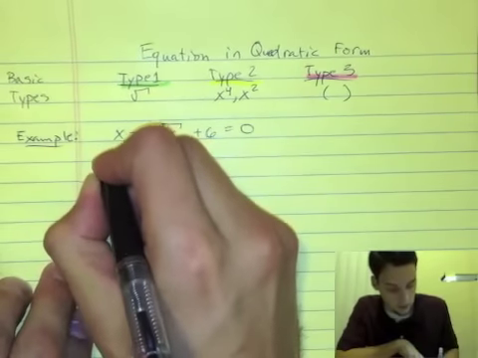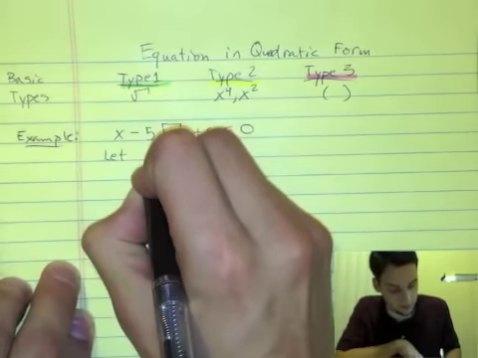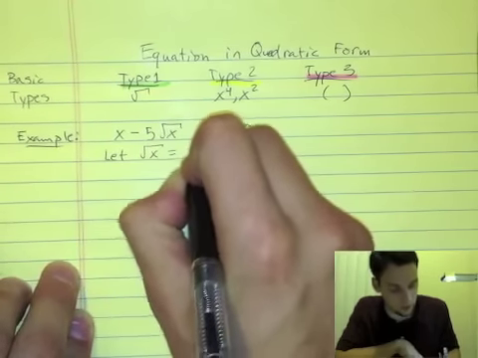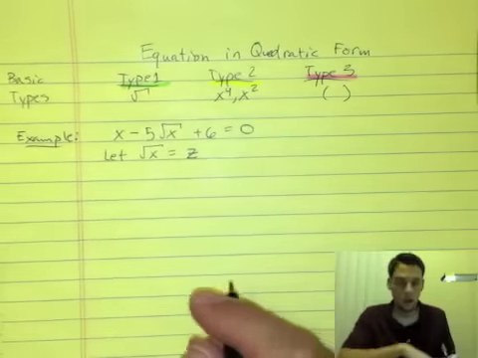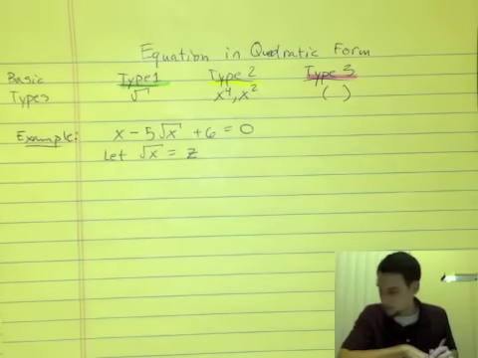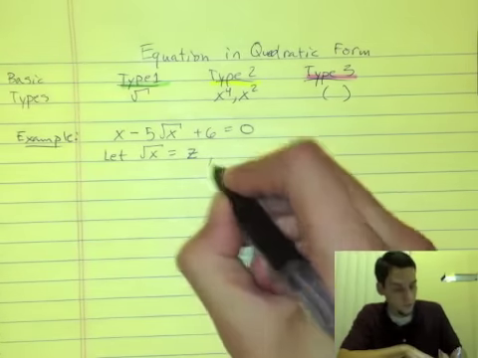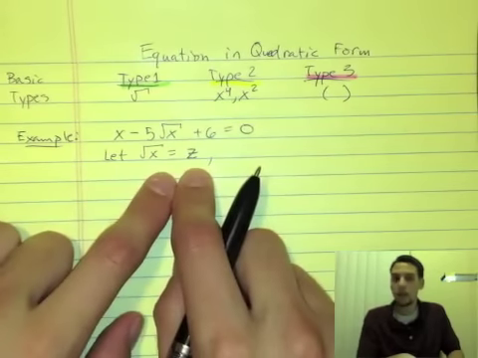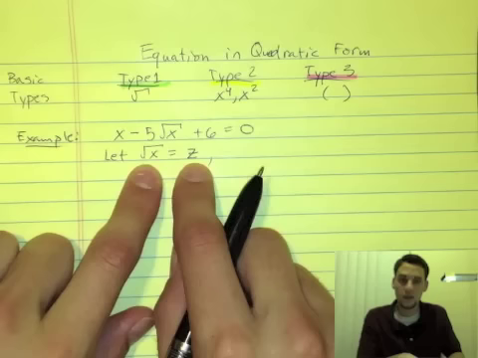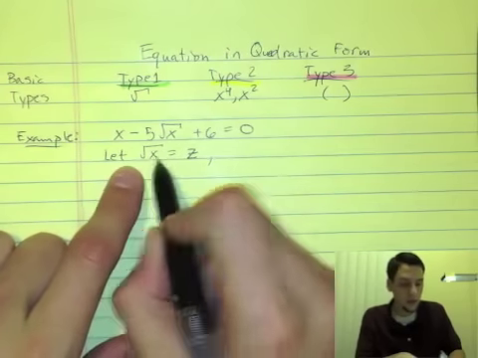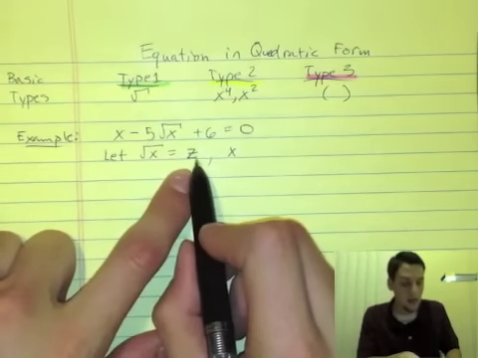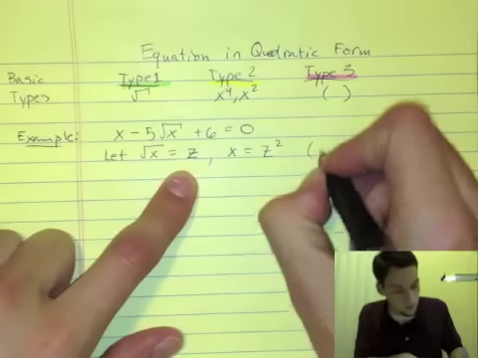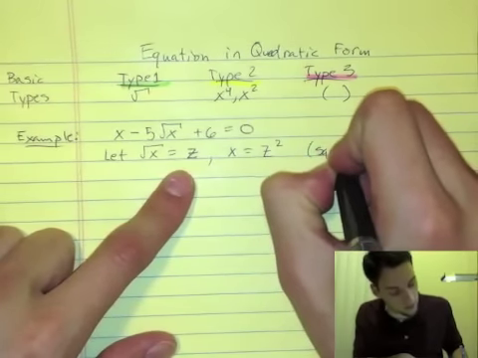And what I'm going to do is say let the square root of x equal some other variable, and I'm going to call it z. I like to use z just because it's different. So if we say the square root of x, I'm going to call it z from now on. If I square both sides of this equation, what will happen here? It'll give me just x, and I square this and I'll get z squared. So just a reminder, square both sides.